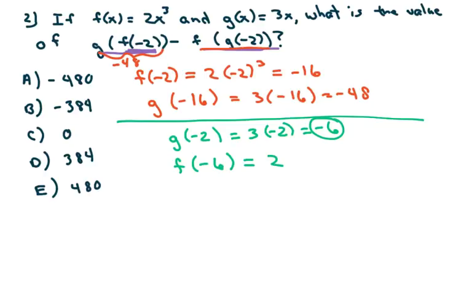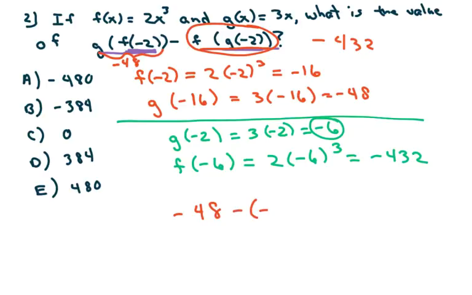f of negative 6 equals 2 times negative 6 cubed, which equals 384. Actually, it doesn't. It gives you negative 432. So this whole thing here equals negative 432. Now, we're going to subtract, so you get negative 48 minus negative 432, and that's going to give you 384. So the answer is D.